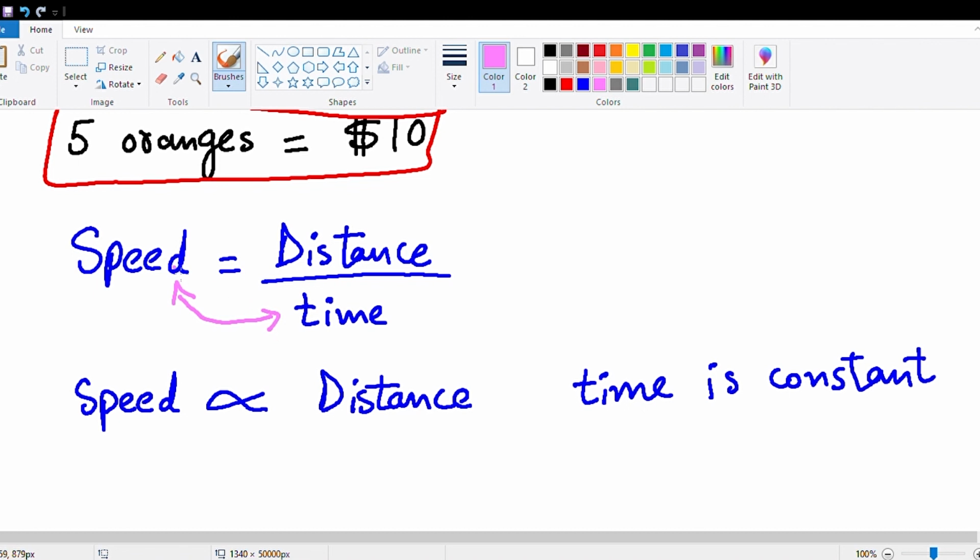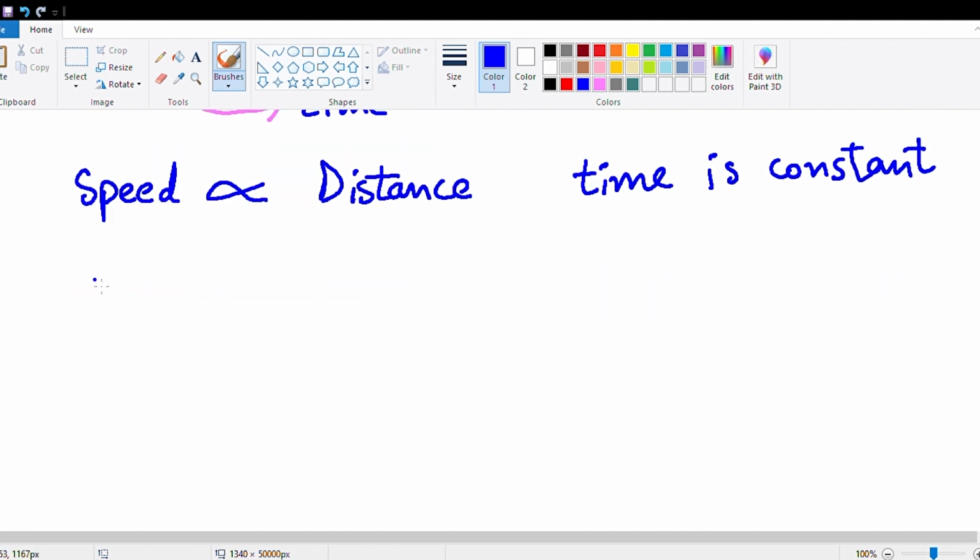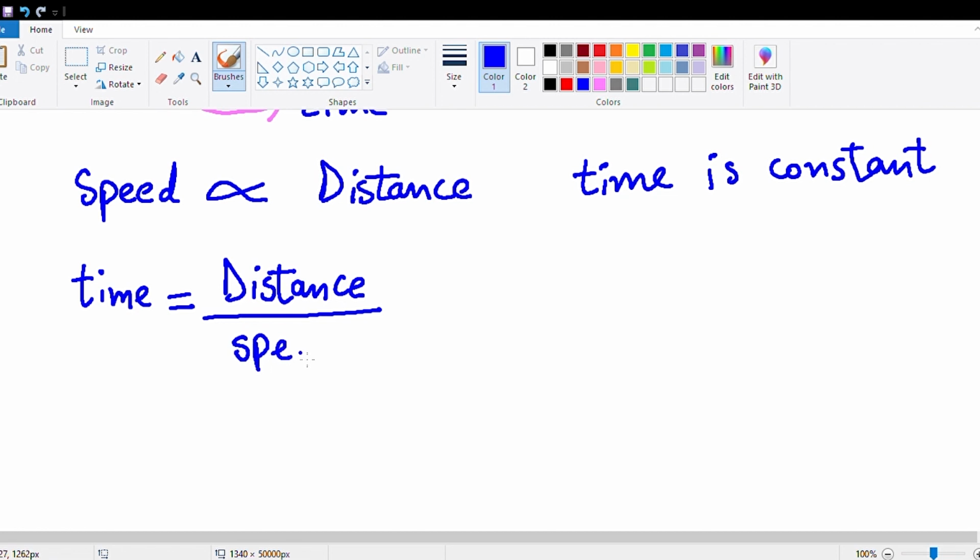So if we send speed down onto the other side, it'll be dividing, and time to the other side will be on the top. So we'll get time equals distance over speed, meaning the time taken by an object to cover some distance is equal to the distance that the object travels divided by the speed that the object travels the distance at.